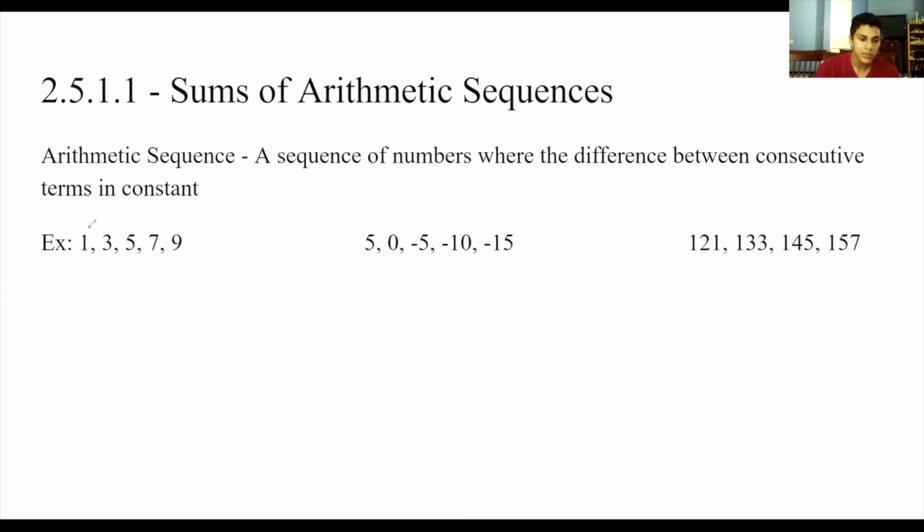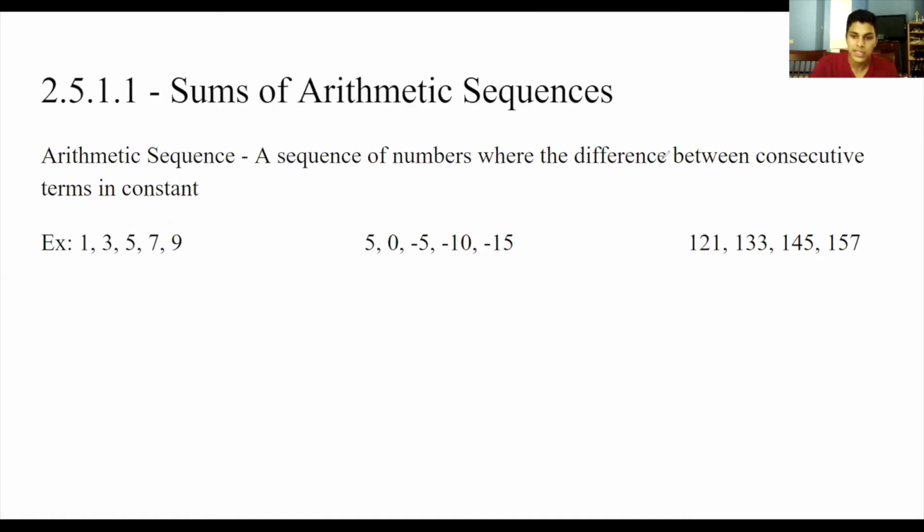So consecutive terms would be 1 and 3, because 3 comes right after 1. And then 5 and 3, because 5 comes right after 3. 7 and 5, because 7 comes right after 5. And 9 and 7, because 9 comes right after 7. So consecutive means they're right next to each other in the sequence, essentially.